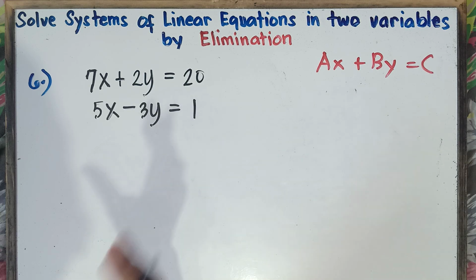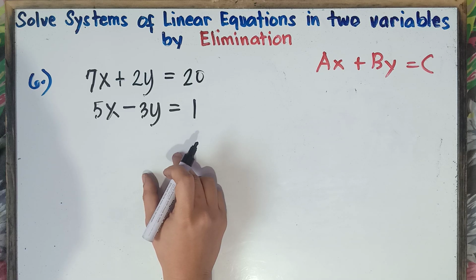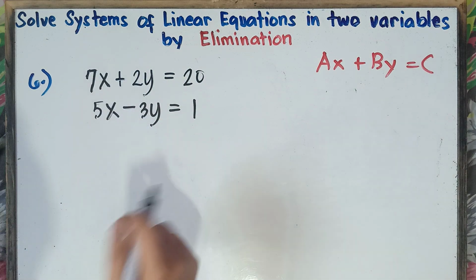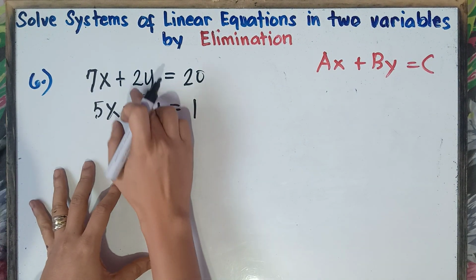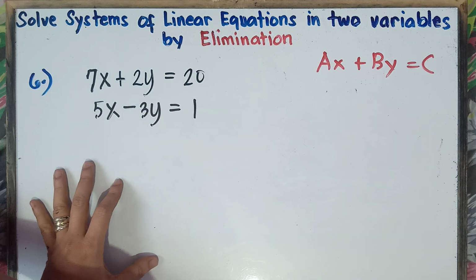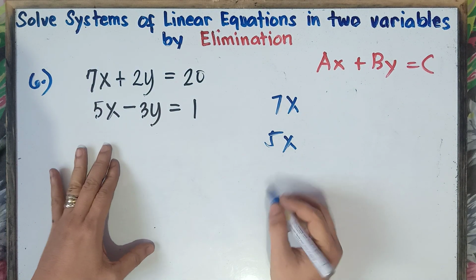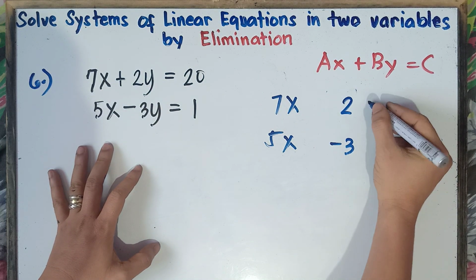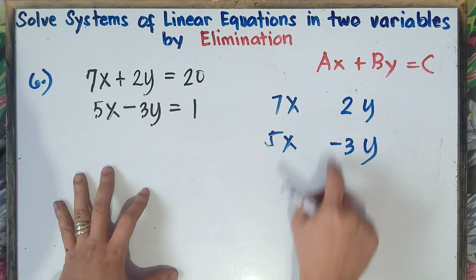Now, second step, class, is we need to eliminate x or we need to eliminate y. Now, in this given number 6, class, we cannot simply eliminate y and simply eliminate x. Question, why is that, sir? Because with regards to the coefficients, class, these are very different coefficients. We have 7, we have 5. So we have 7x, 5x, 7 and 5, very different. And then we have 2 and then negative 3. So 2y and then negative 3y. So these are very different coefficients.